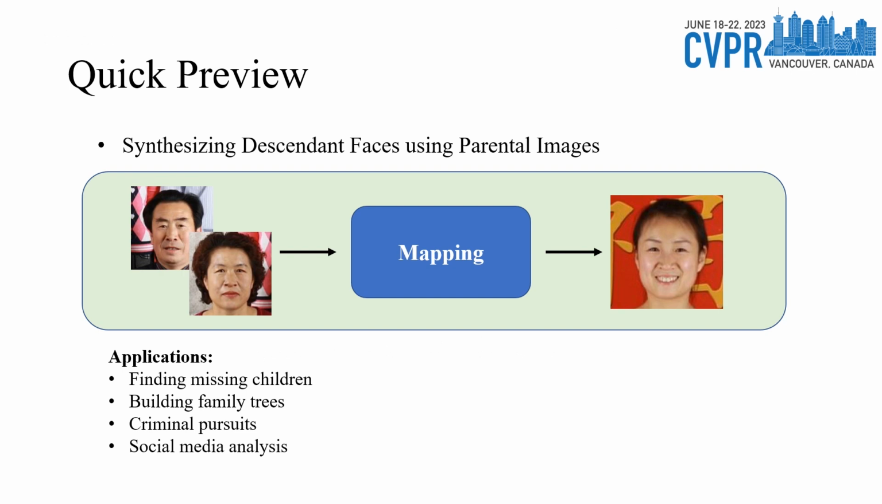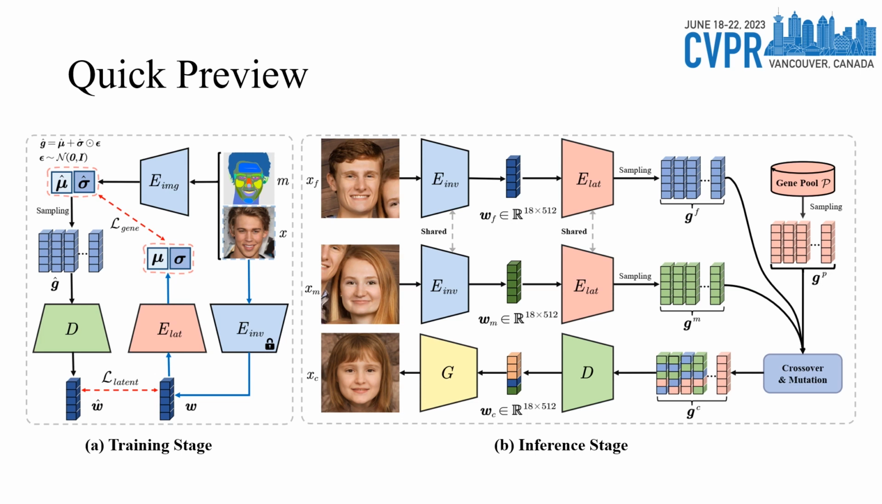Kinship face synthesis aims to synthesize descendants' faces based on the parents' appearance. This technology has many potential applications, such as kinship verification, finding long-lost children, and multimedia social applications. In this paper, we introduce StyleGene, a new framework for kinship face synthesis. StyleGene allows us to generate a variety of realistic descendant faces by leveraging the visual traits inherited from their parents.